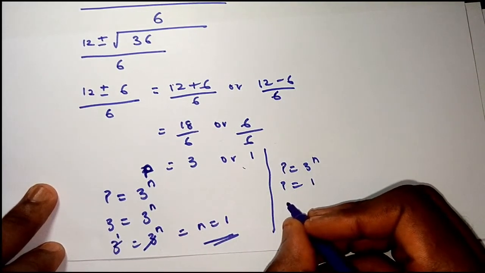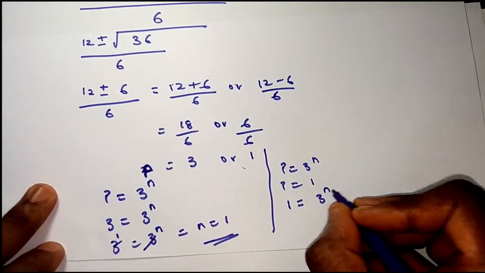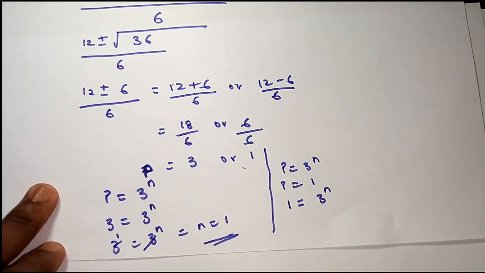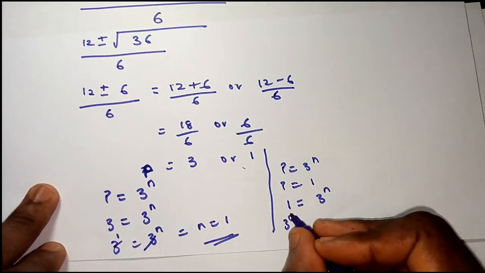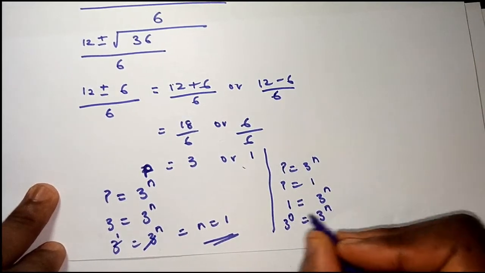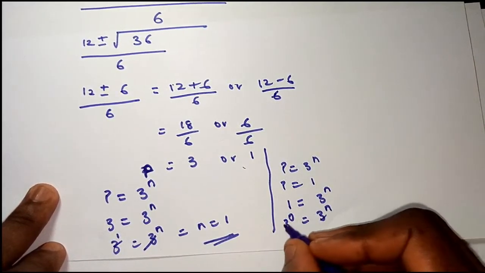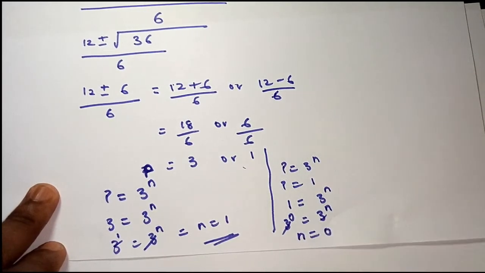So we know that this is the same thing as this if we put 1 here. So now what can we put as the power of 3 for us to get 1? Automatically, you know that is 3 raised to the power 0. 3 raised to the power 0 is the same thing as 1. So according to indices, this cancels out, and we have n equal to 0.